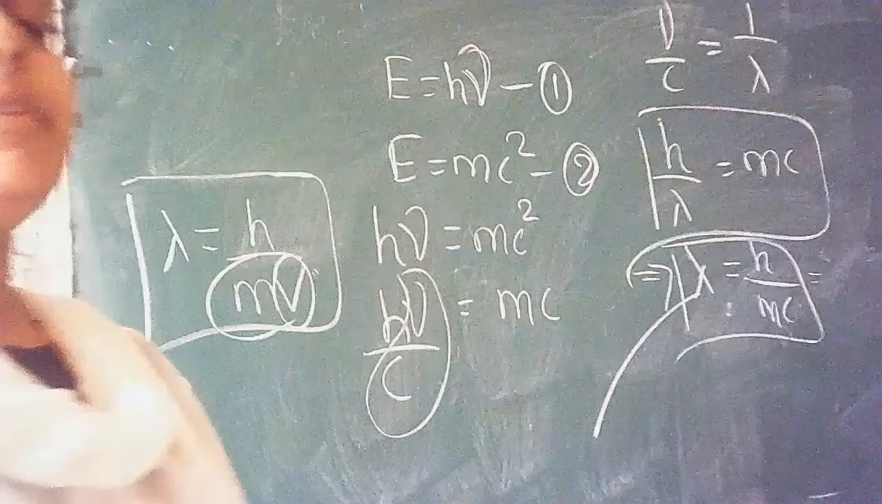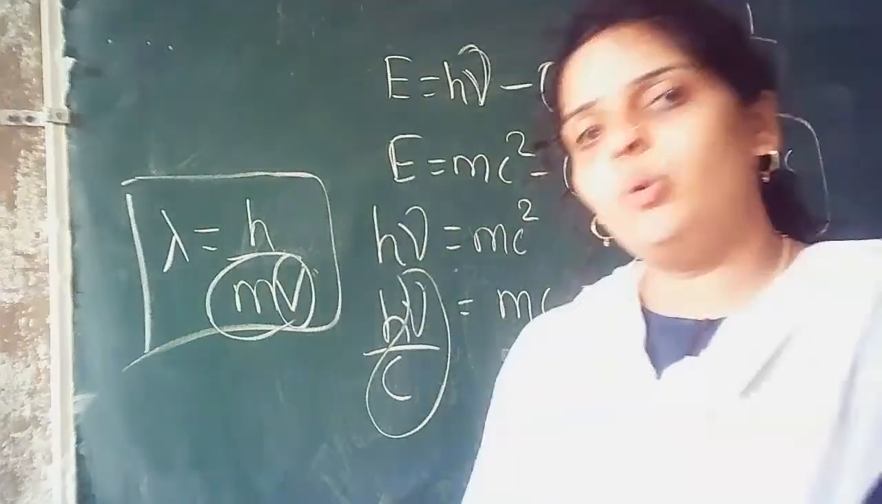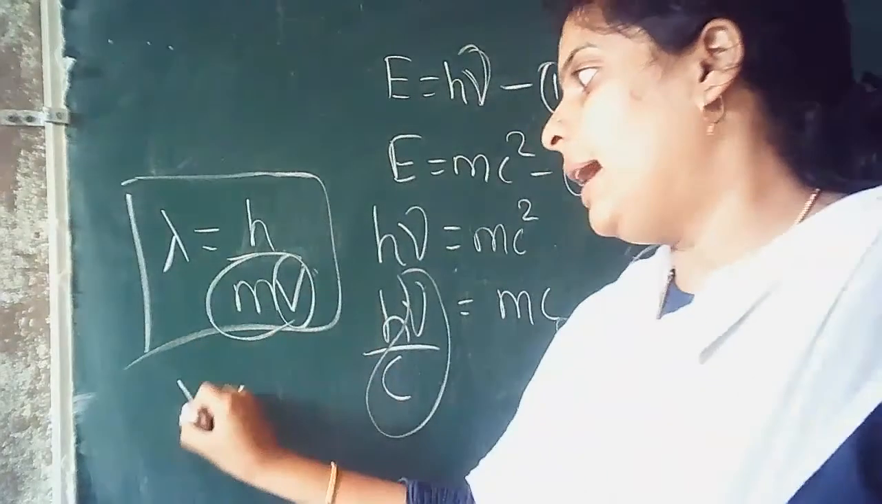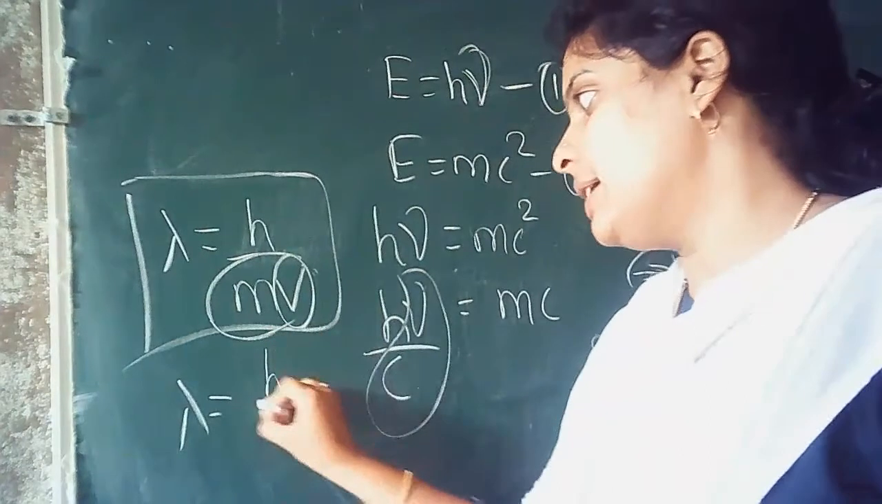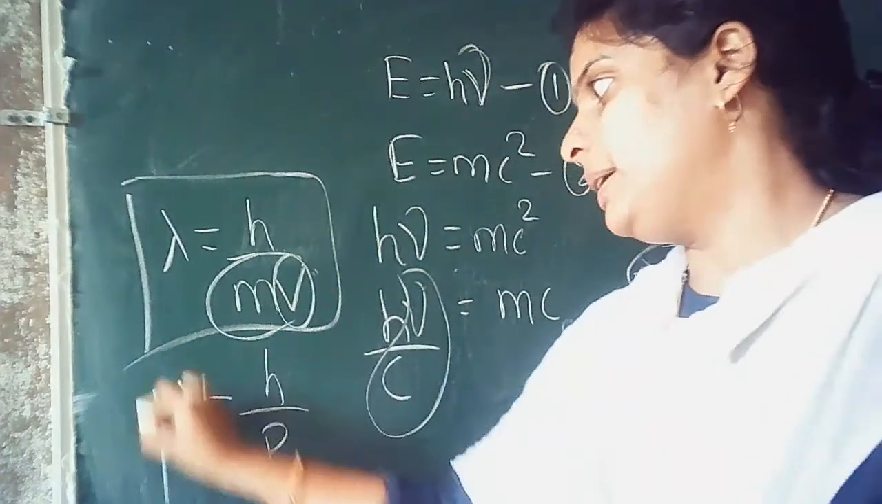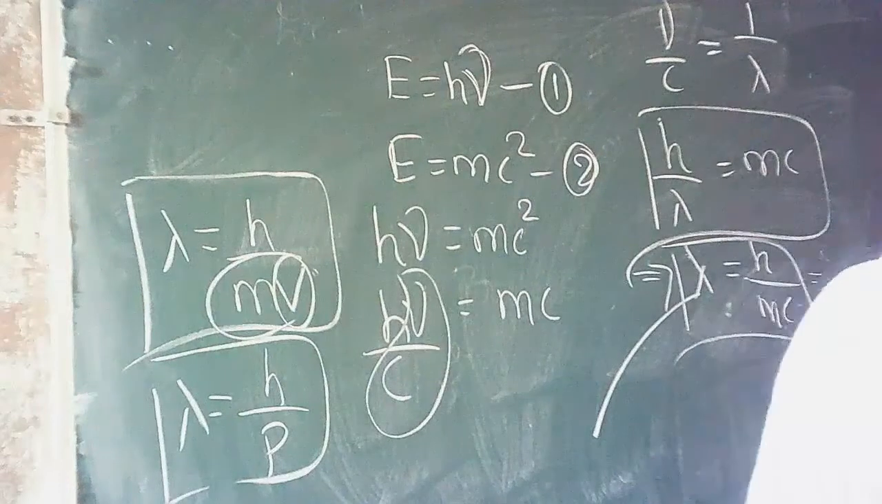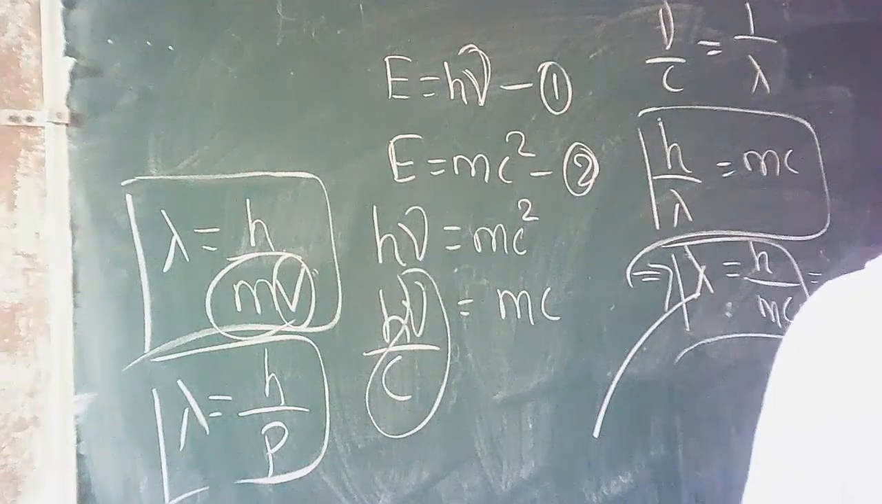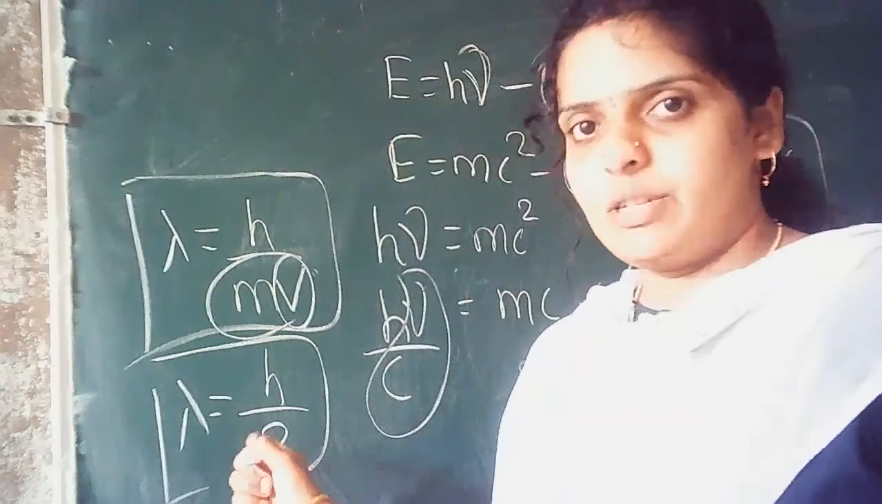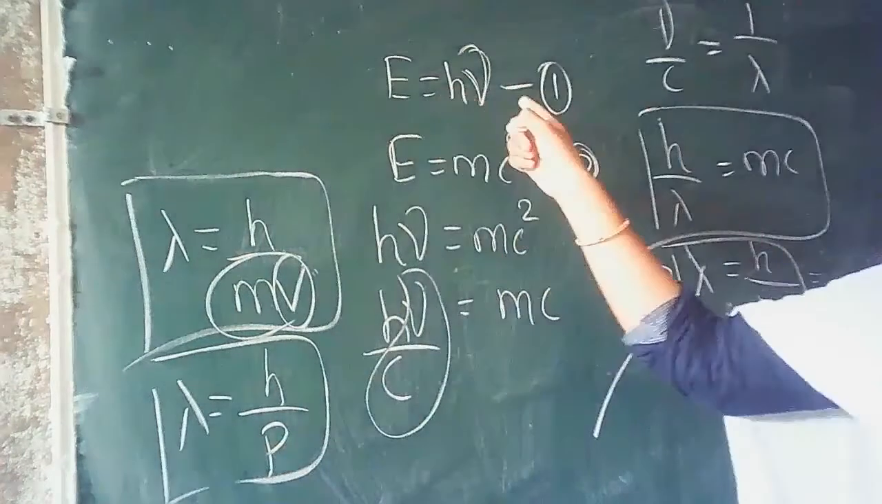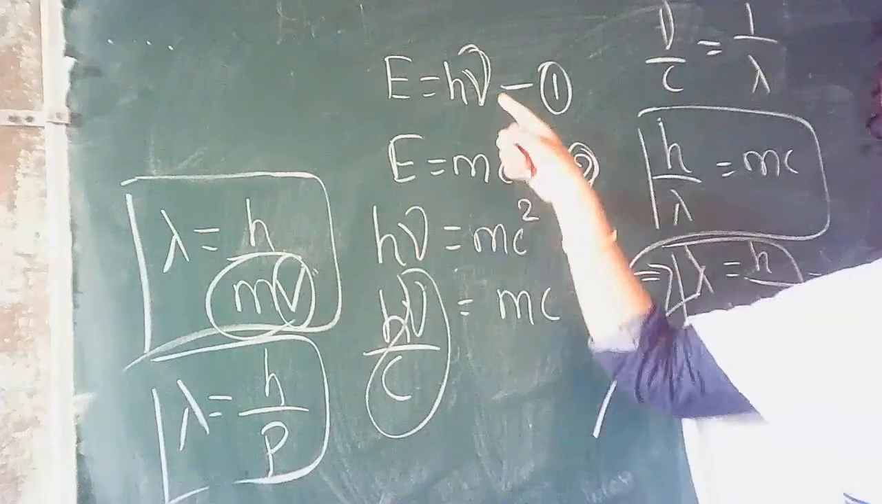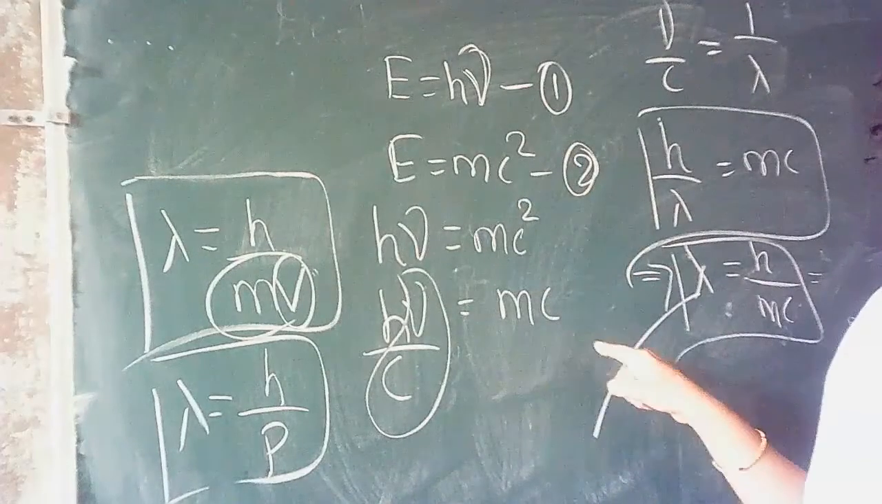It is nothing but momentum. Therefore, lambda is equal to h divided by momentum. So this is your de Broglie equation, the de Broglie wave equation. What I did: E is equal to h nu, E is equal to mc square. Equate both the equations and simplify.